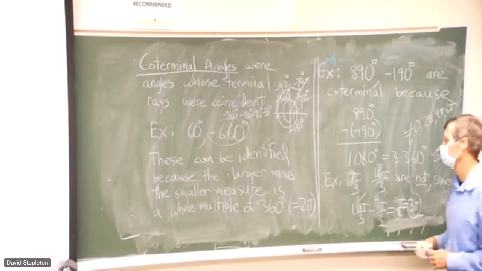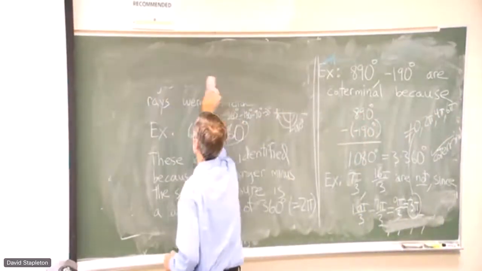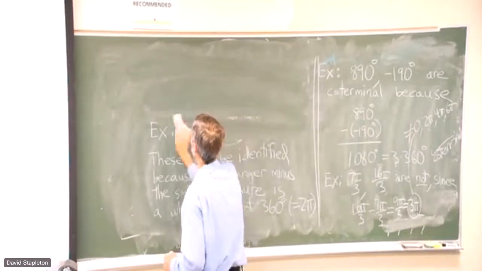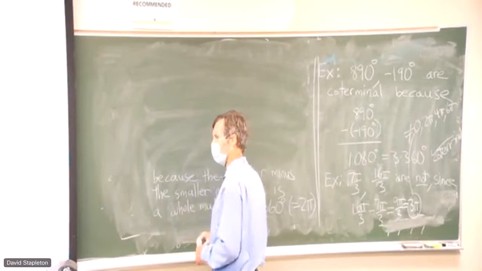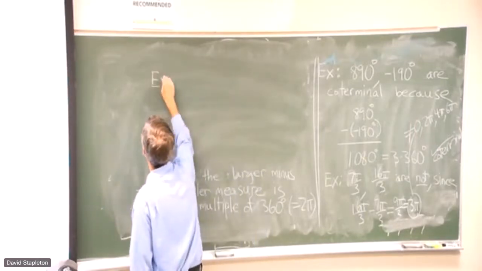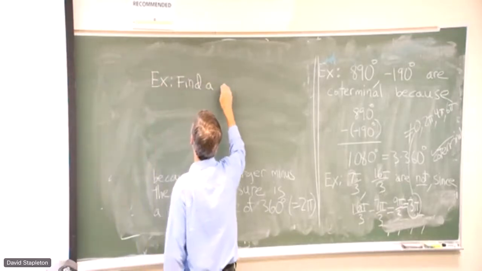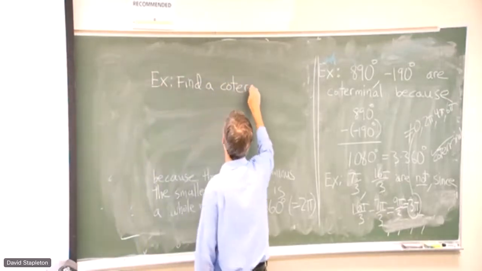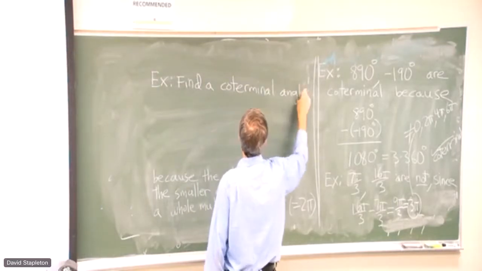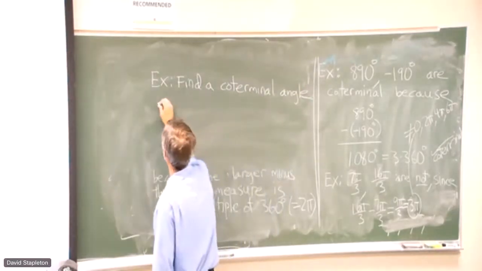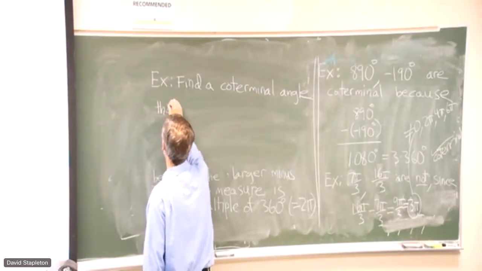And then we said also, one of the purposes of these is to get an angle that points with its terminal ray in the same direction, but is a smaller number. So some of the problems are: find a coterminal angle to a given angle that is non-negative and as small as possible.